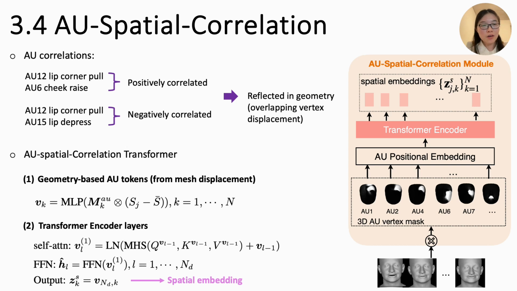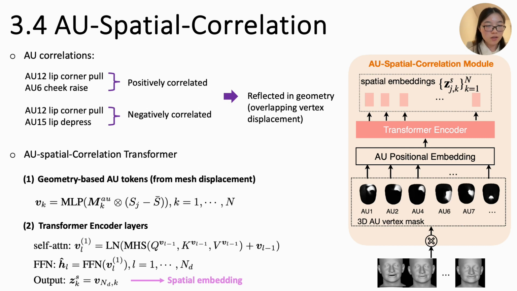The temporal model is followed by an AU spatial correlation model. As we know, according to the anatomy, different AU pairs may be positively or negatively correlated, as shown in the two examples in this slide. The correlations are actually reflected in geometry in terms of overlapping vertex displacement. So we propose to build an AU spatial correlation transformer to refine the 3D expression using the correlation of AUs.